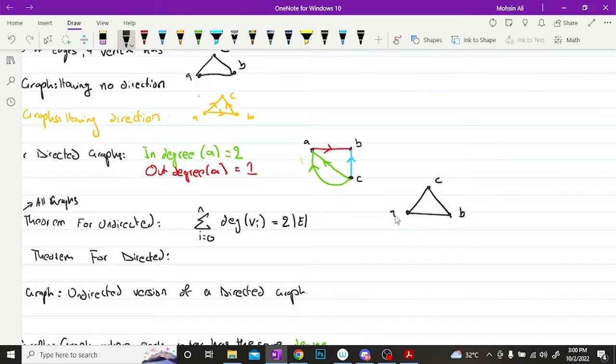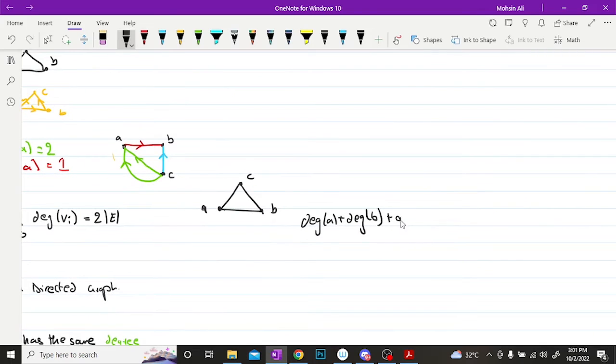In this one, we know that there are 3 vertices. So we're going to talk about 3 vertices. Degree of A plus degree of B plus degree of C, which will be equal to 2 times the number of edges. So the number of edges in this graph is 1, 2, 3. So 2 times 3 would be 6.